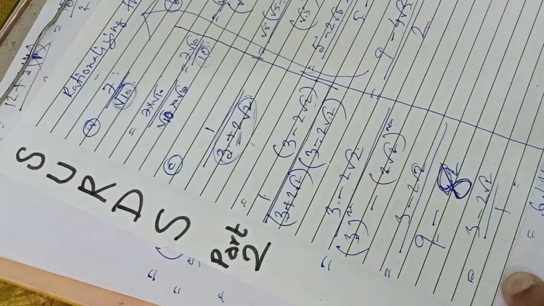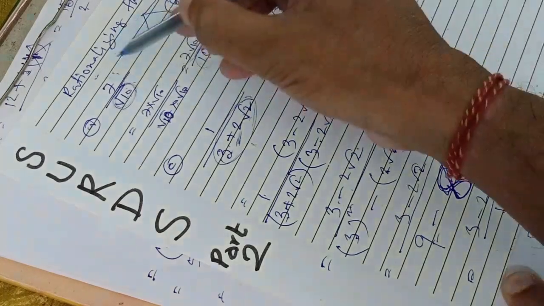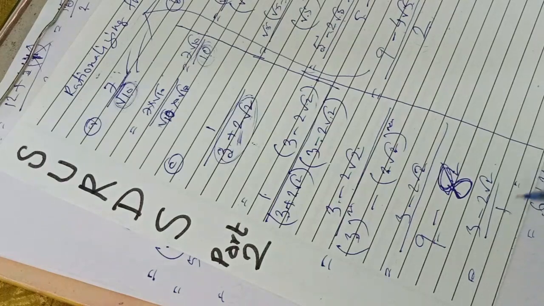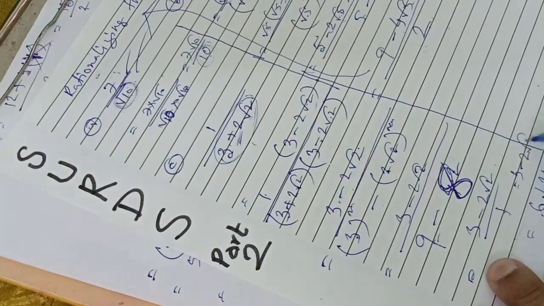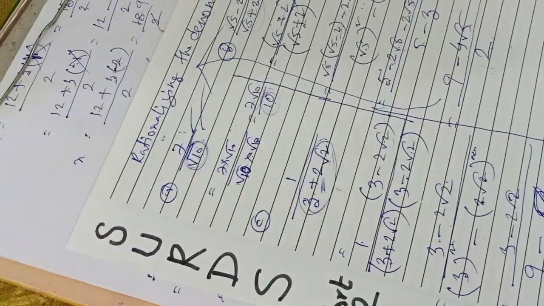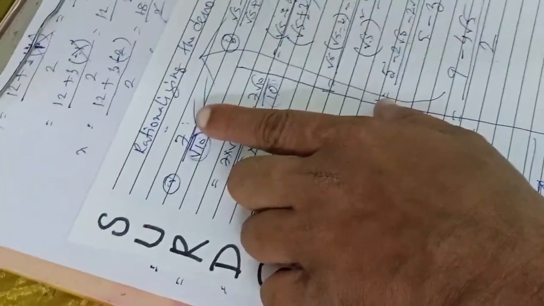But 1 we do not write at denominator. See again, denominator is rationalized. Root is not there. So 3 minus 2 root 2. This is the denominator free expression. So rationalize the denominator is done.